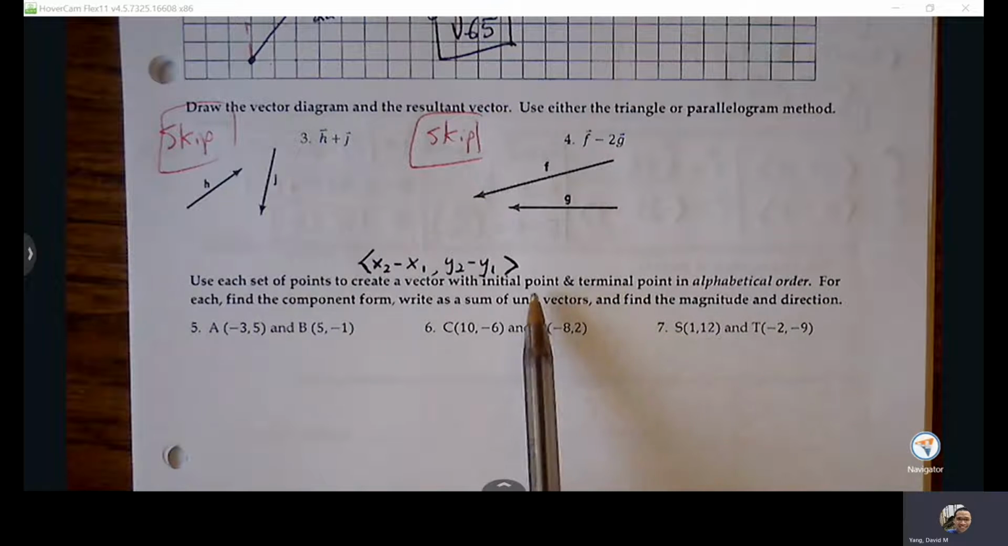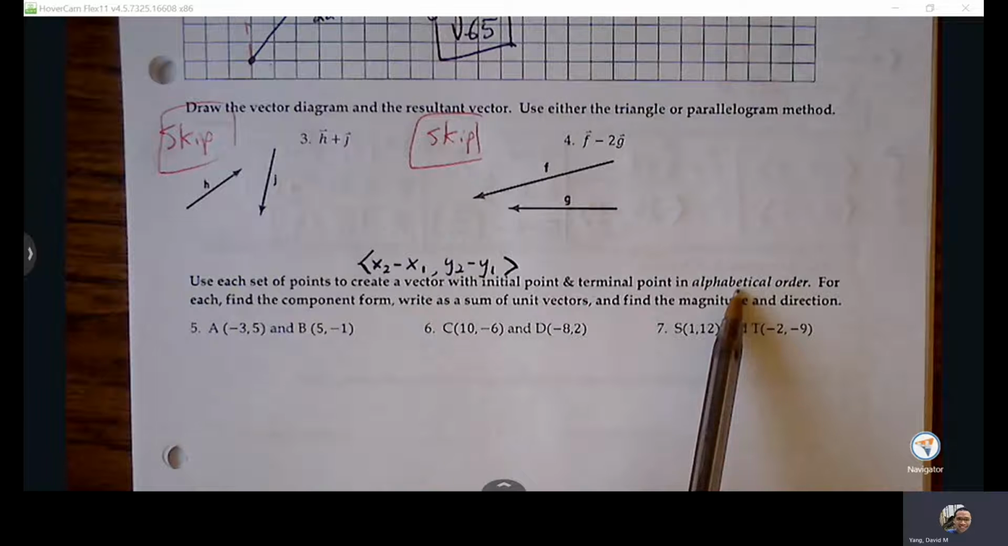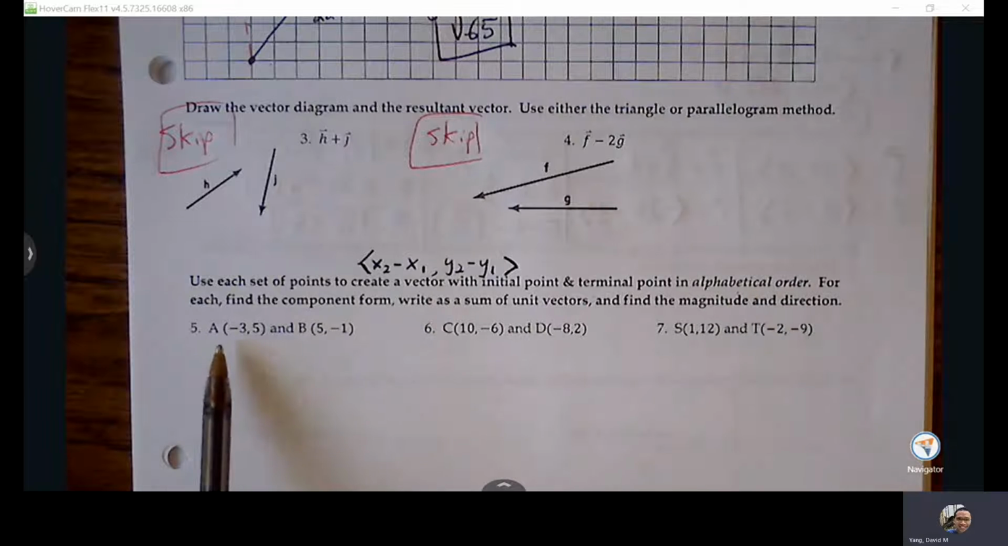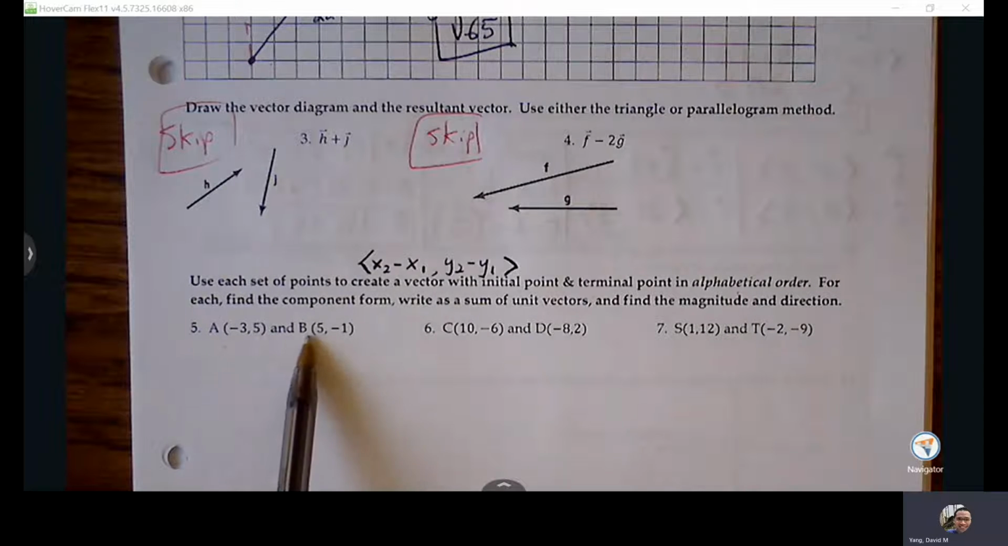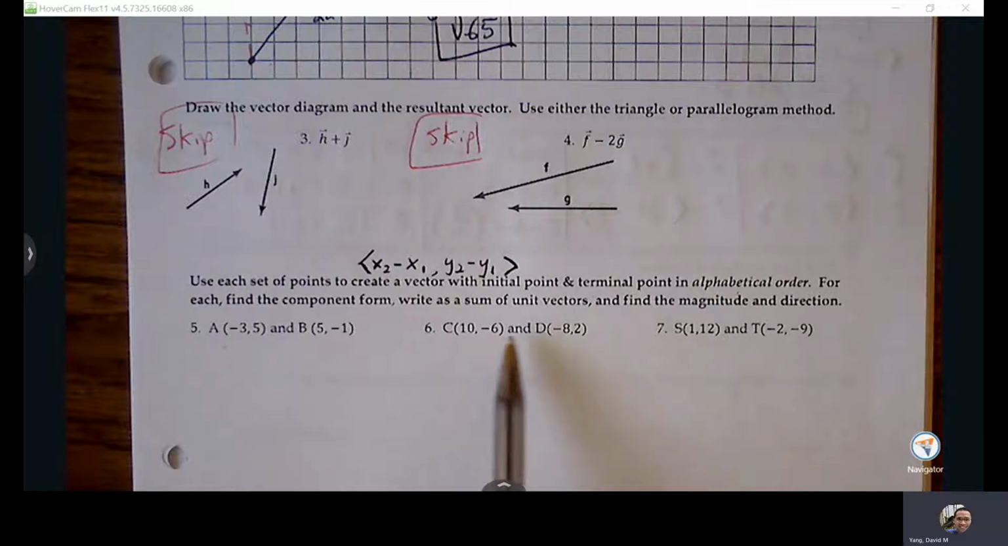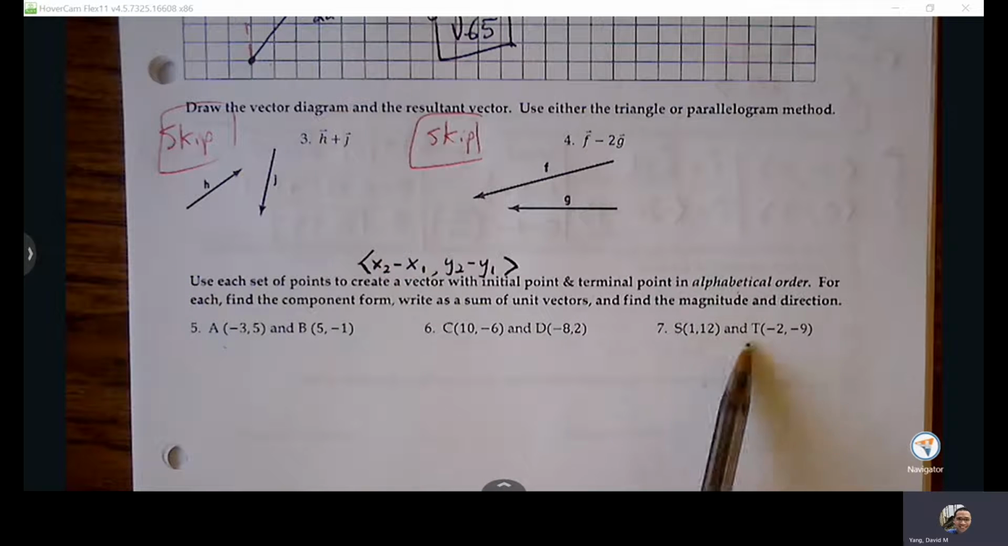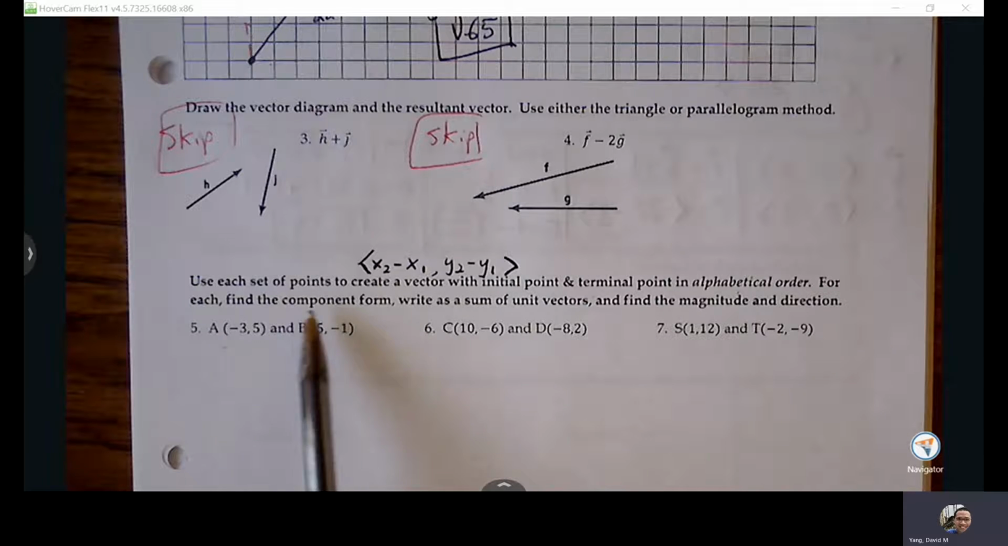And it says that the initial point and terminal point is going to be in alphabetical order. So in this case, A is the initial and B is the terminal. C is the initial, D is the terminal, S is the initial, T is the terminal. Okay. So we're just going to get it into component form.